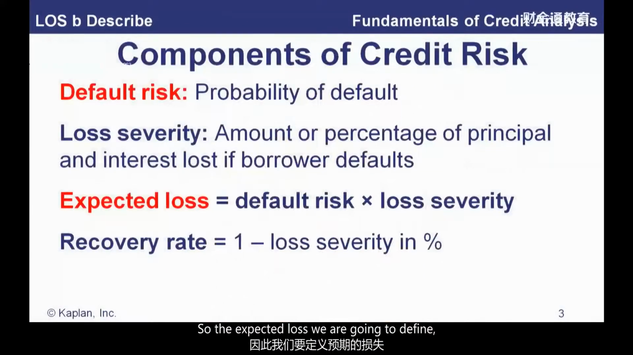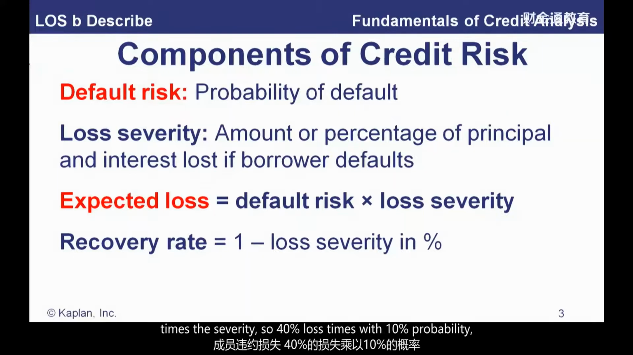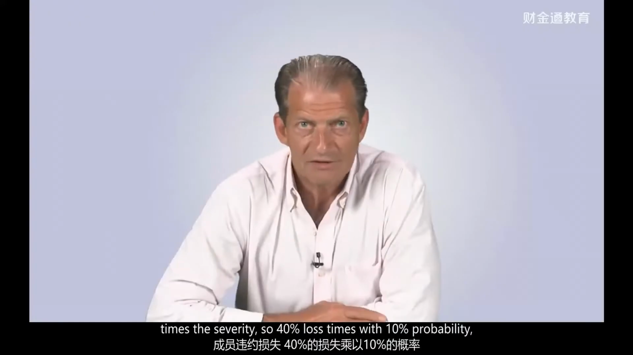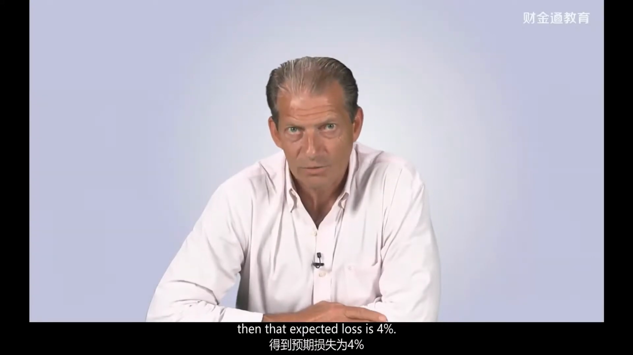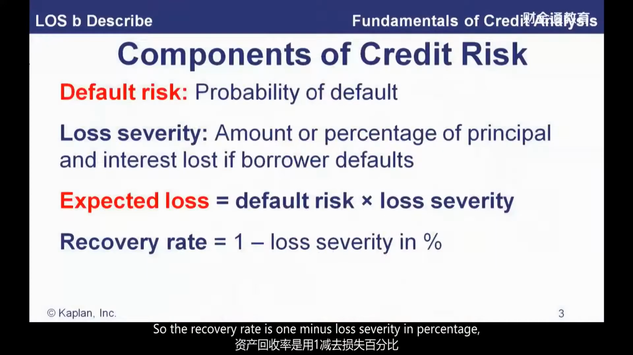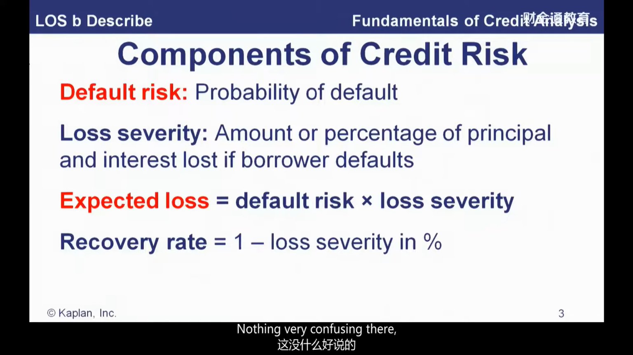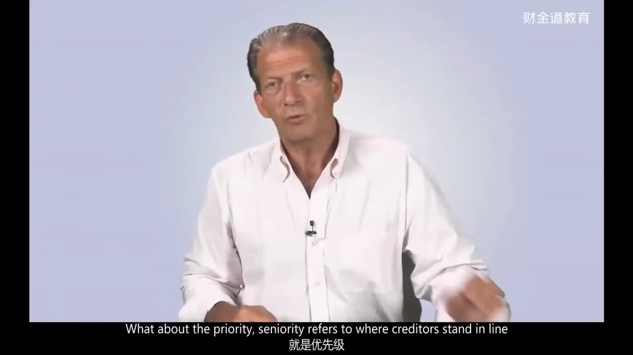So the expected loss we're going to define as the default risk, that's our probability, times the severity. So if it's a 40% loss with a 10% probability, then that expected loss is 4%. The recovery rate is 1 minus the loss severity in percentage. So if the loss severity is 45%, the recovery rate is 55%. So nothing very confusing there, but you do need to know these terms, and there'll probably be some questions on them. And what about the priority?